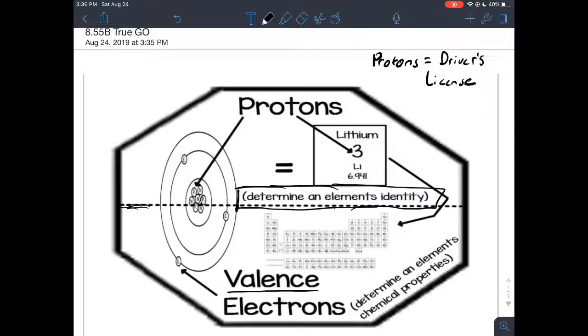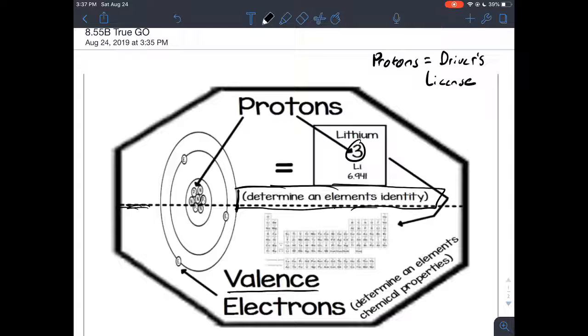The protons tell you what the element is. Just like your driver's license, when you get one, or if you get one, tells people who you are. It's official proof of identification. That's what protons are. If it's 3 protons, you can prove it's lithium. If it's 6 protons, you can prove it's carbon. If it's 10 protons, you can prove it's neon. So on and so forth for every single element.